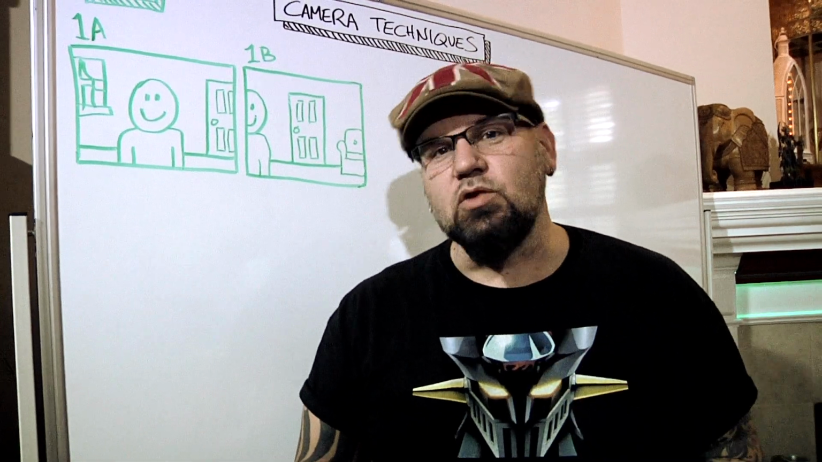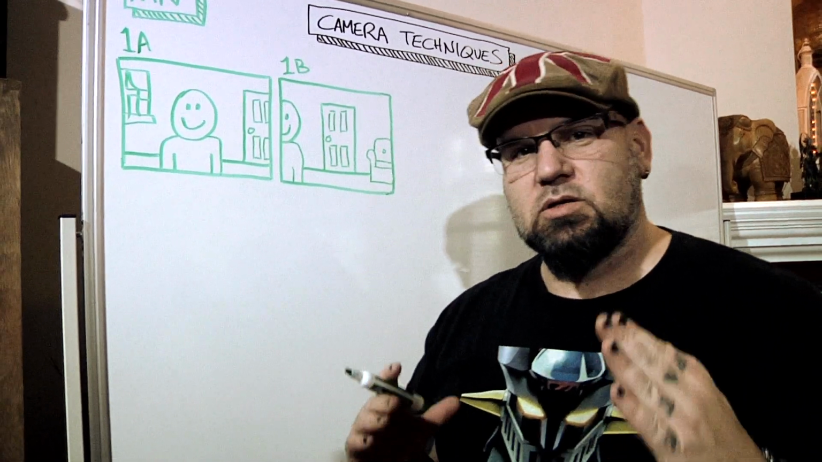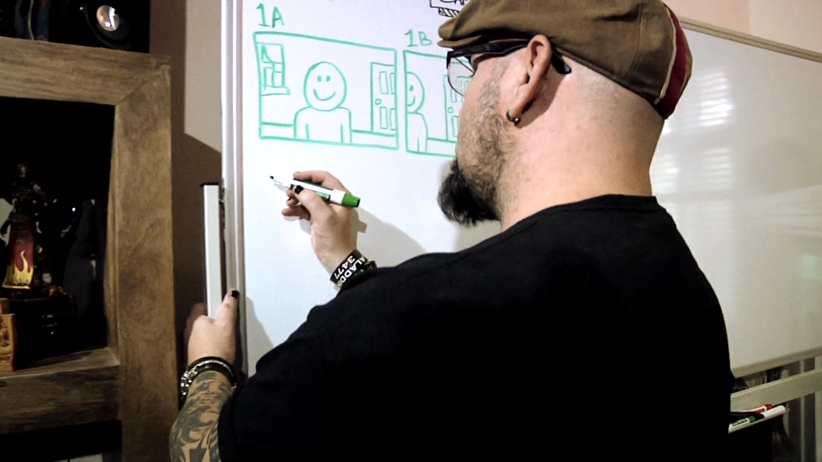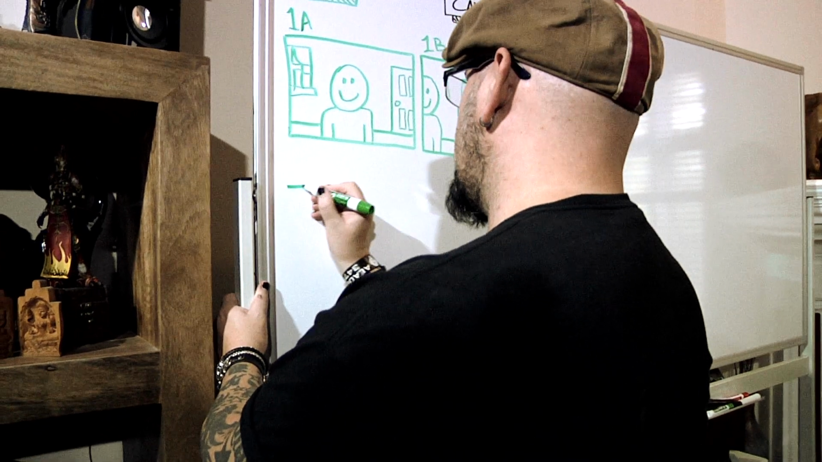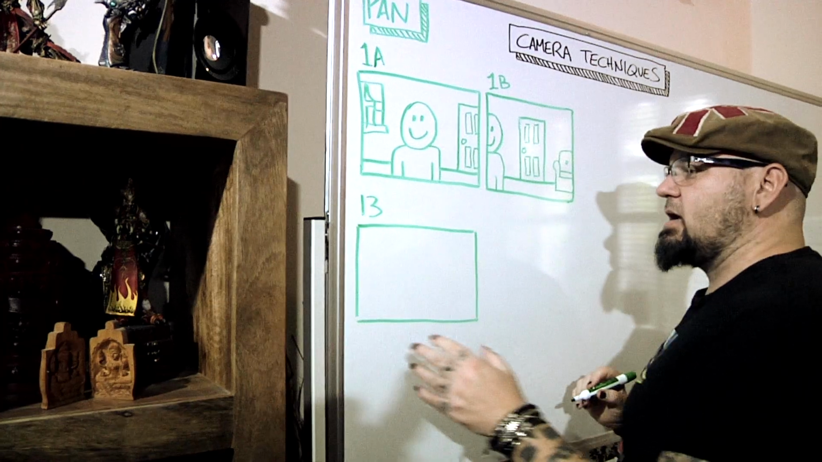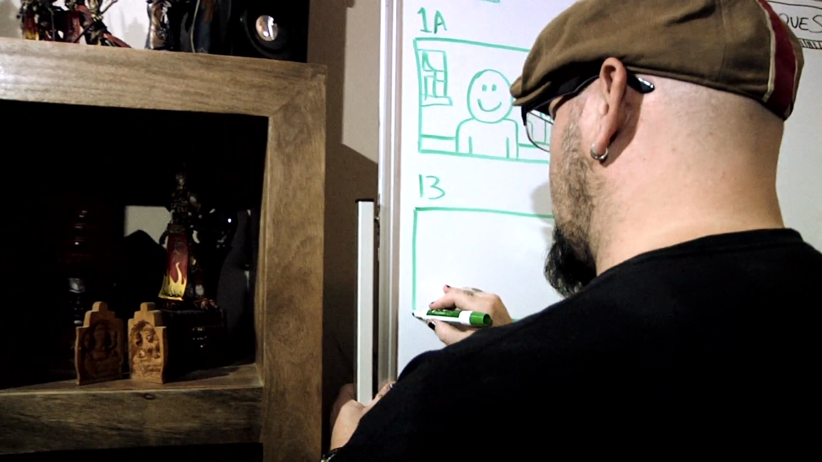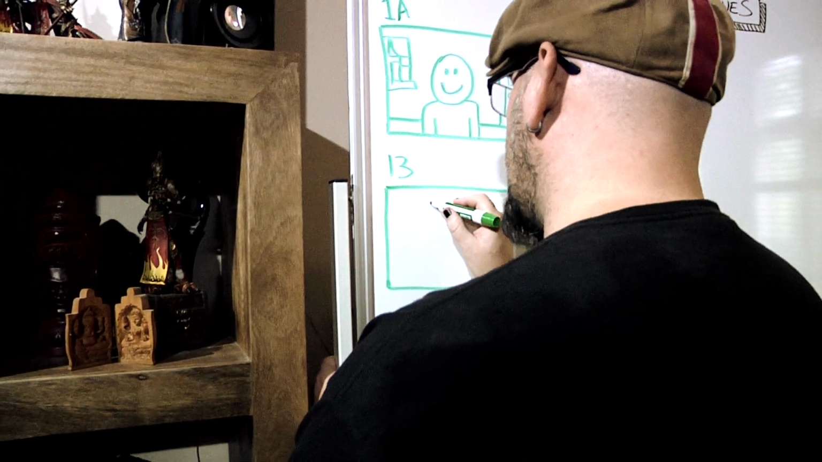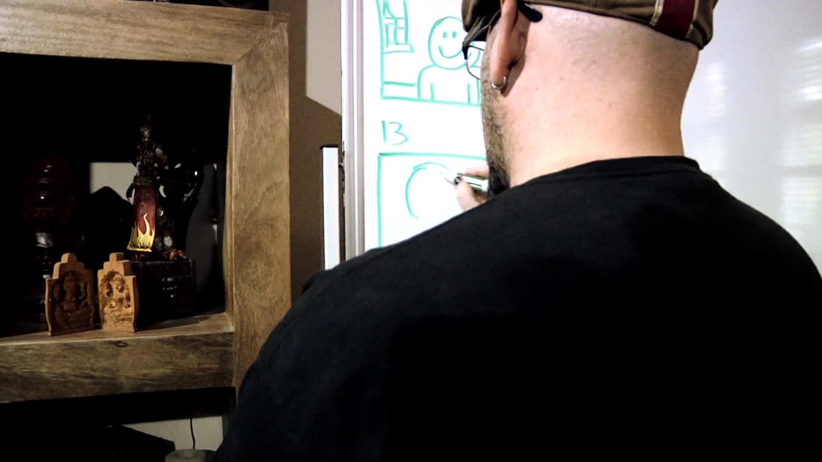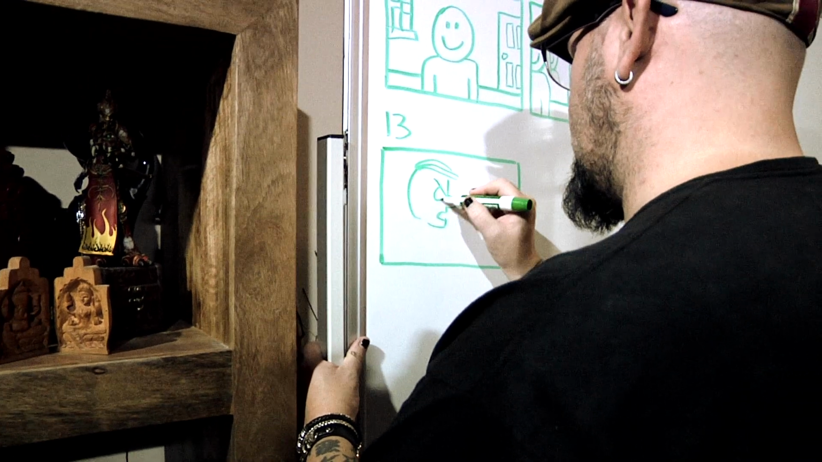The next way that you could illustrate a panned movement is to show it all in one storyboard. Let's say we have a storyboard here, storyboard 13. And let's say in this storyboard, Al Pacino is holding a machine gun. He's very angry. Hoo-ah!